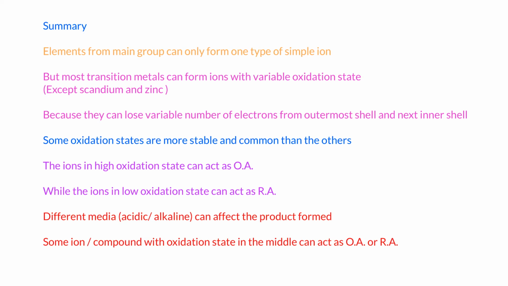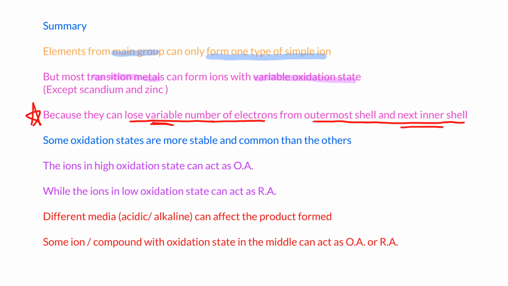So to summarize this video, first of all, you have to realize that some of the chemicals in the main group can only form one type of simple ion. While the other ones, the transition metals, can form variable oxidation states, but not all of them. Scandium and zinc can only form one ion. The reason, which is the key for this video, is that they can lose a variable number of electrons from the outermost shell and the next inner shell. Pay attention to the term: next inner shell, not next innermost shell.